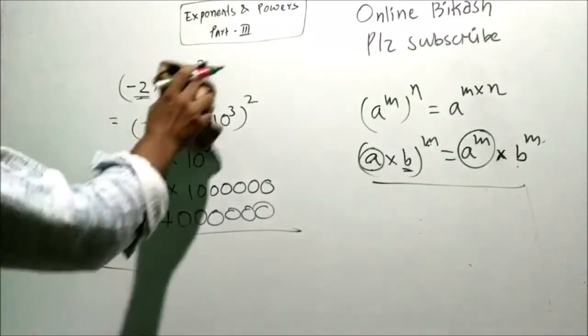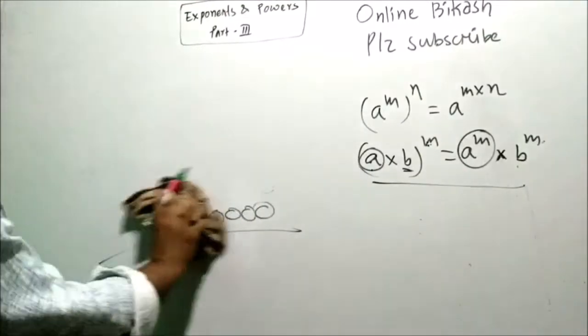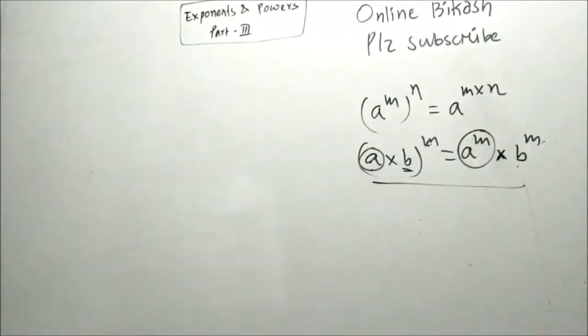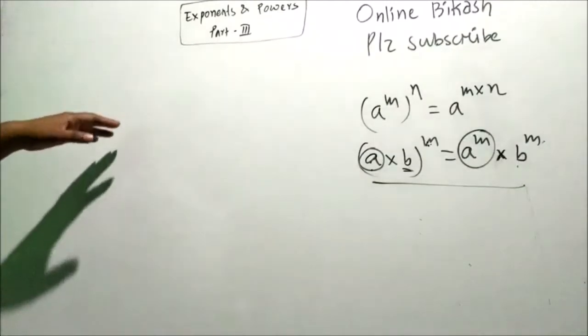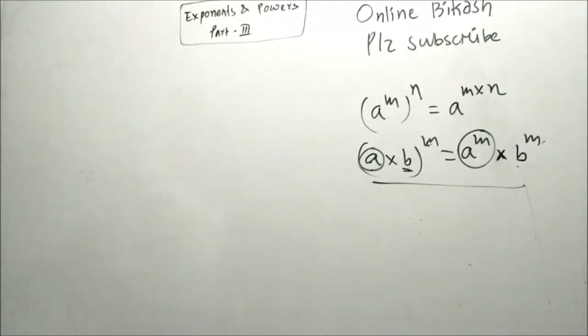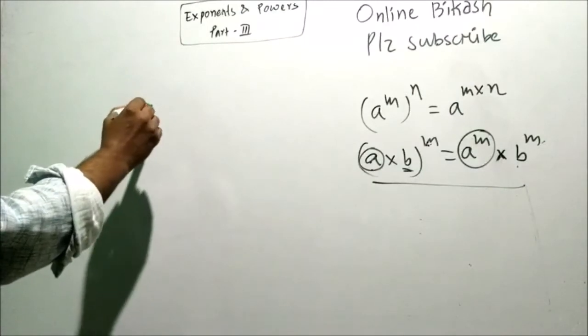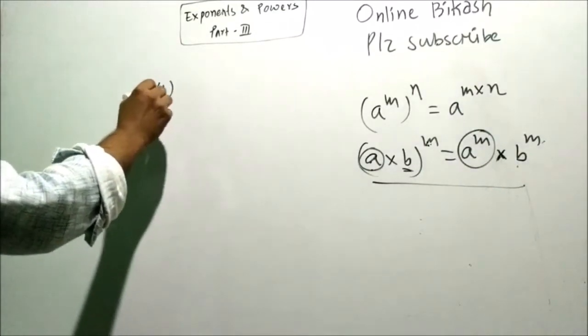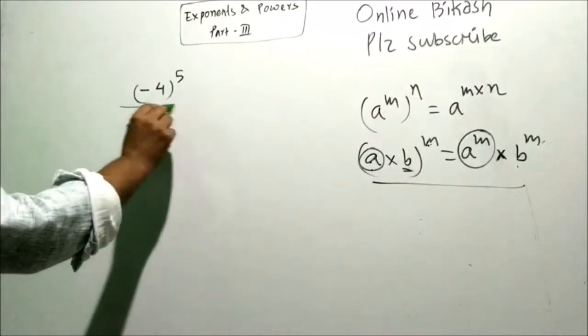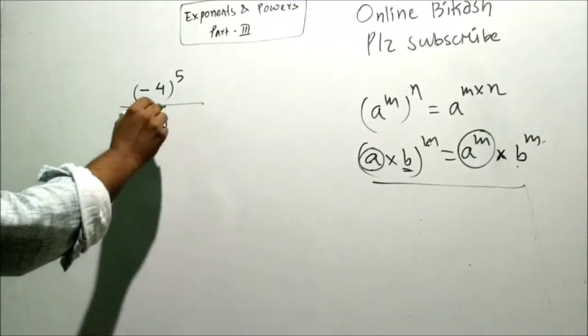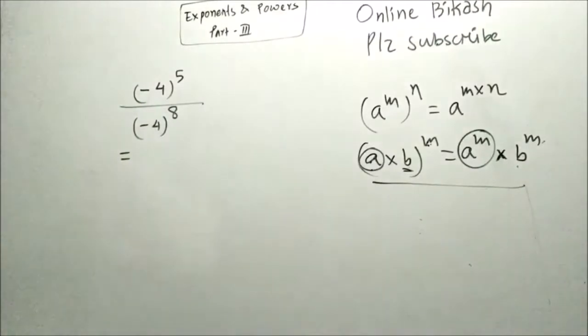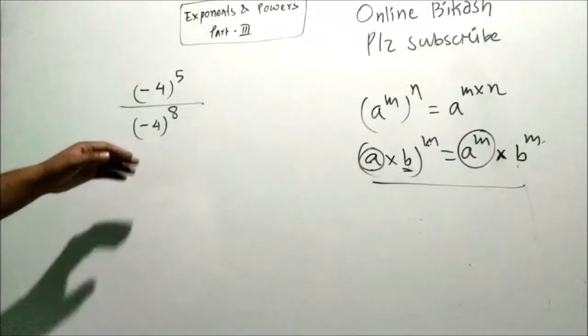Now let us take another one. I suggest you pause the video and copy the solution in your copy. We have minus 4 to the power 5 divided by minus 4 to the power 8. Somebody asked me this question. Minus 4 to the power 5 and minus 4 to the power 8. Bhaskar has asked me minus 4 to the power 5 by minus 4 to the power 8.